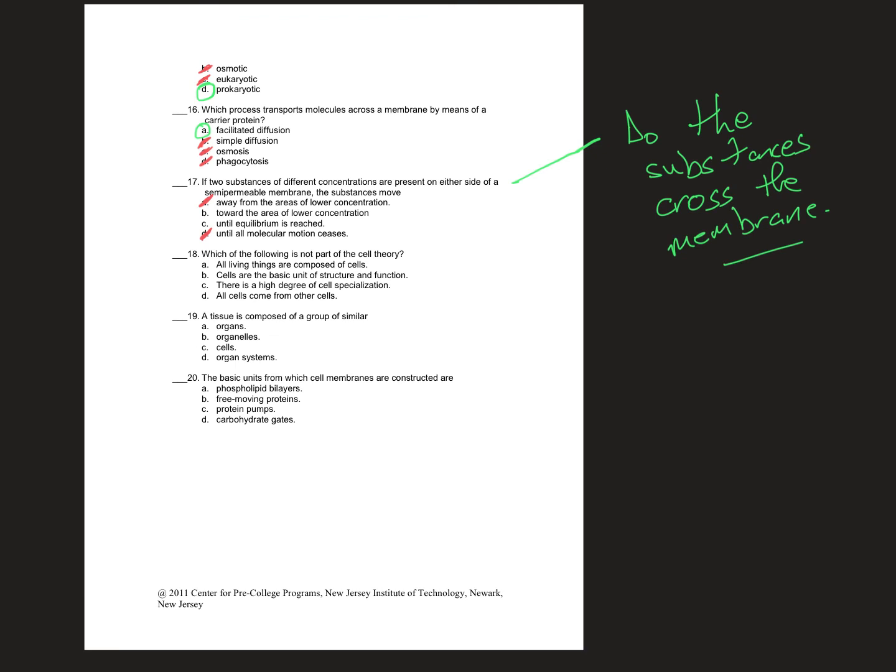I have to assume that they do pass. I don't like that. I almost feel like writing a letter to these guys. They should not have had a question where they had you assume. It makes it more stressful than necessary. So we don't know, but since they didn't mention the use of ATP, we can go ahead and assume that they pass, and that they're going from high to low.